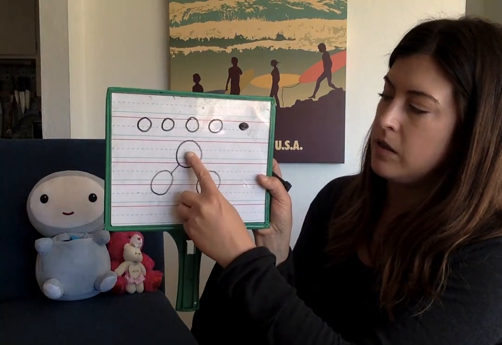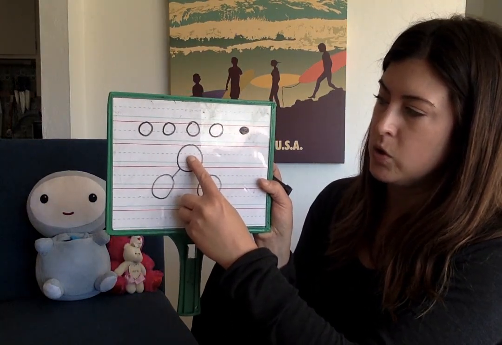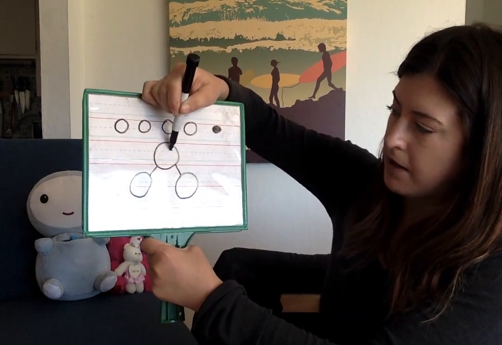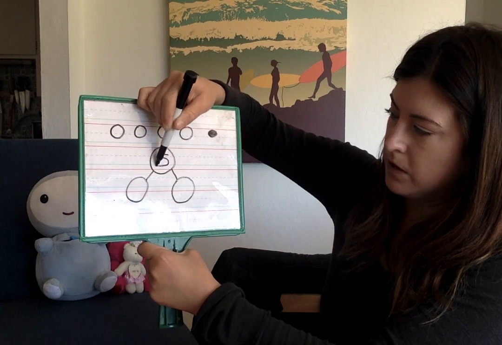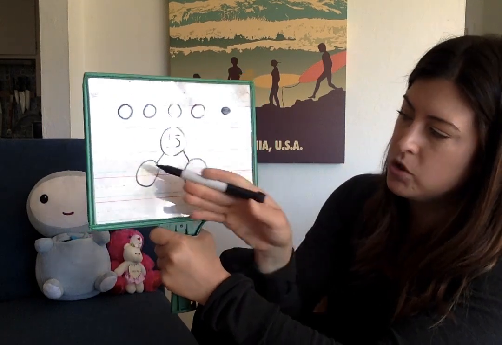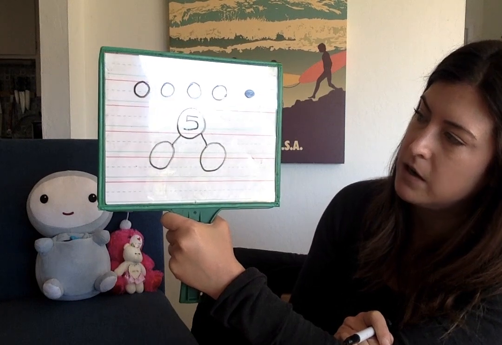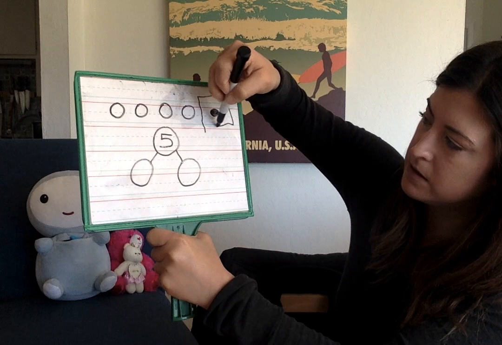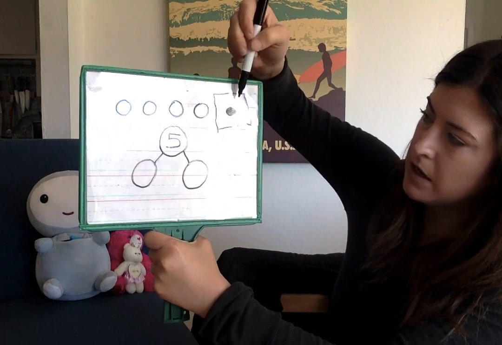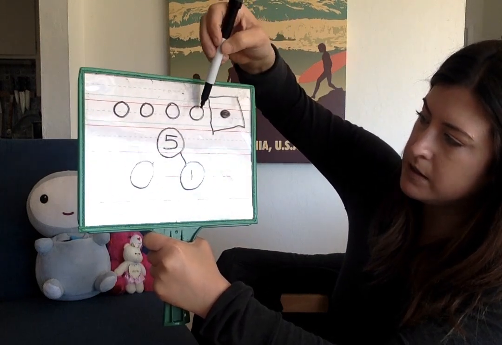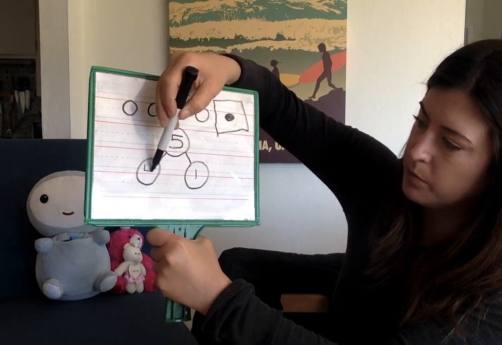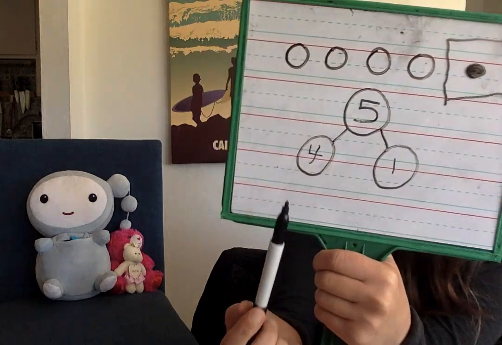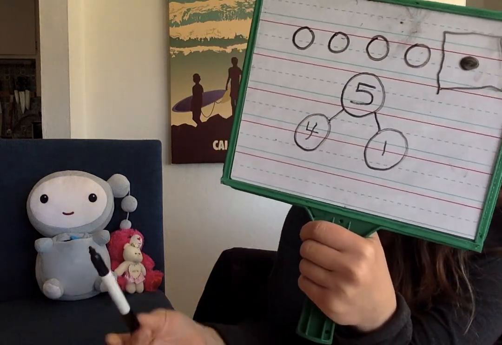So think about this top circle shows how many are in the group all together. I counted 5. And what 2 groups did we break the 5 into? I like to draw a line or even some boxes. I see 1 in that group, and I see 1, 2, 3, 4 in this group. And that shows, say it with me, 4 and 1 makes 5.